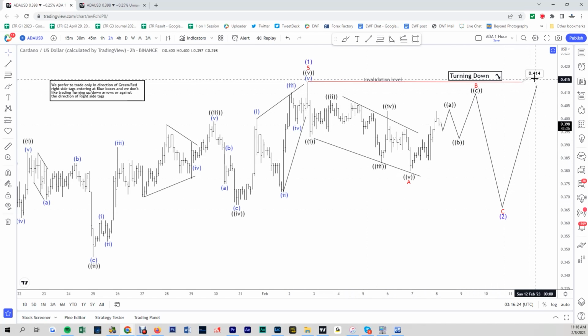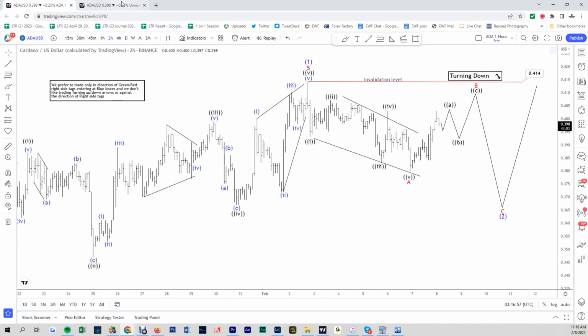So as long as we stay below 0.414 here, that means Cardano can still see another leg down due to the 5 swing down. Now, a couple of possible options: if we break higher instead, then we can call this some sort of expanded flat or running flat from somewhere here, some sort of ABC running flat before turning higher again. Otherwise, as long as we stay below 0.414, we are looking for another leg down before we finish this wave 2 pullback here.